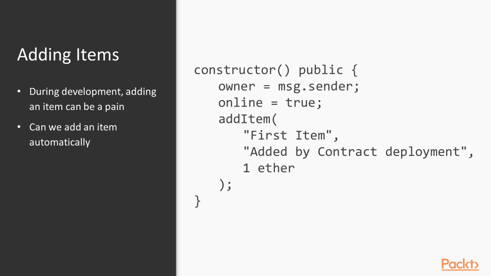So do you remember that constructor function in our Solidity contract? It executes one time whenever the contract is initially deployed. So that means if we call our add item function from within it and add an initial item to our smart contract, it's going to save you time and energy when developing every time you have to redeploy your contract.